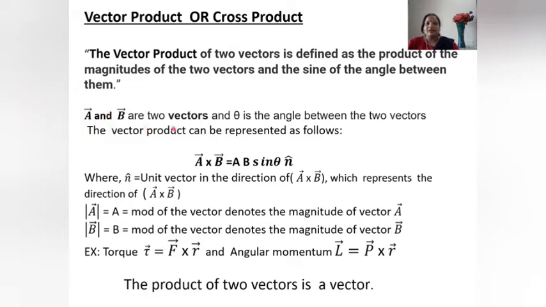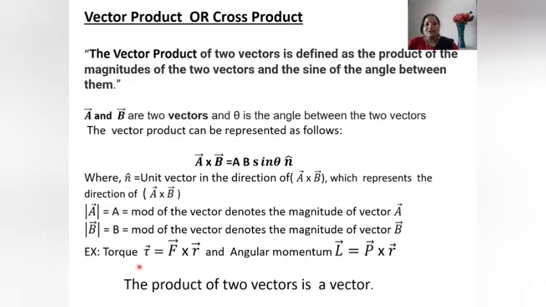If A and B are two vectors and theta is the angle between vector A and vector B, then the vector product can be represented as vector A cross vector B is equal to AB sin theta times n cap, where n cap is the unit vector in the direction of vector A cross vector B, and this represents the direction of the resultant vector, that is A cross B, where mod of A is A and mod of B is B. They represent the magnitudes of vector A and vector B respectively.